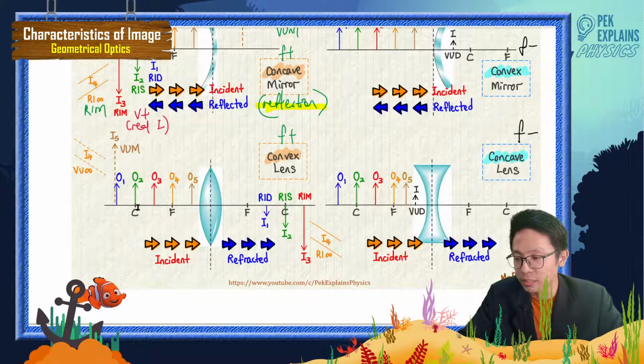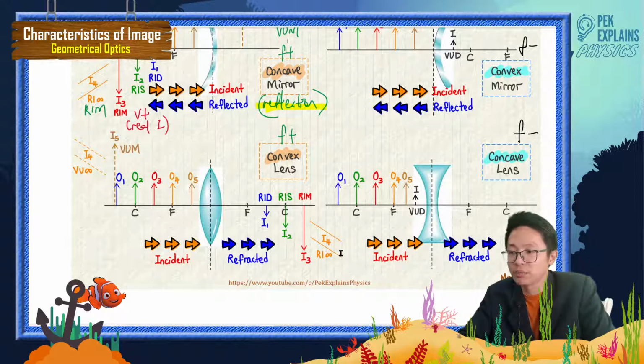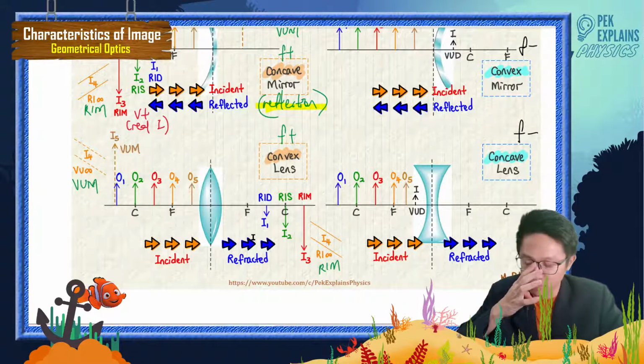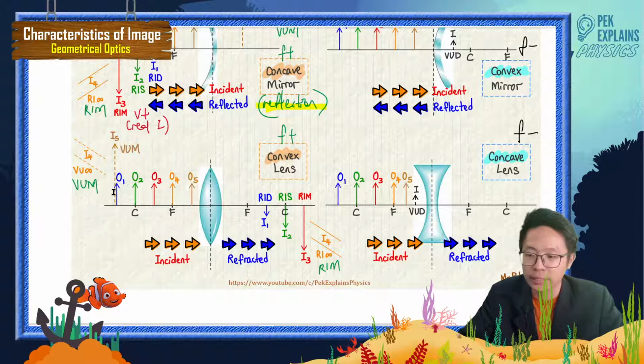Object more than 2F, more than the center of curvature, forms a real, inverted, diminished image. If the object is at the center of curvature, it forms a real, inverted, same size image, RIS. Then object between F and C forms real, inverted, magnified. Object at the focal point forms an image at infinity, which can be real inverted magnified or virtual upright magnified. Both at infinity. And if the object is less than the focal length, it forms virtual, upright, magnified in the end. Understand?